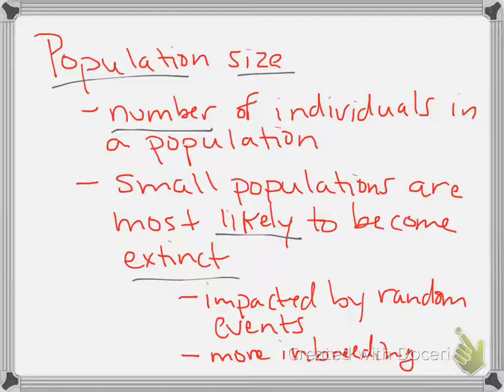These small populations can be impacted by random events such as floods, fires, natural disasters, and we also see more inbreeding, and inbreeding can lead to genetic disorders being more prevalent. We see them much more often if the genetics are similar.